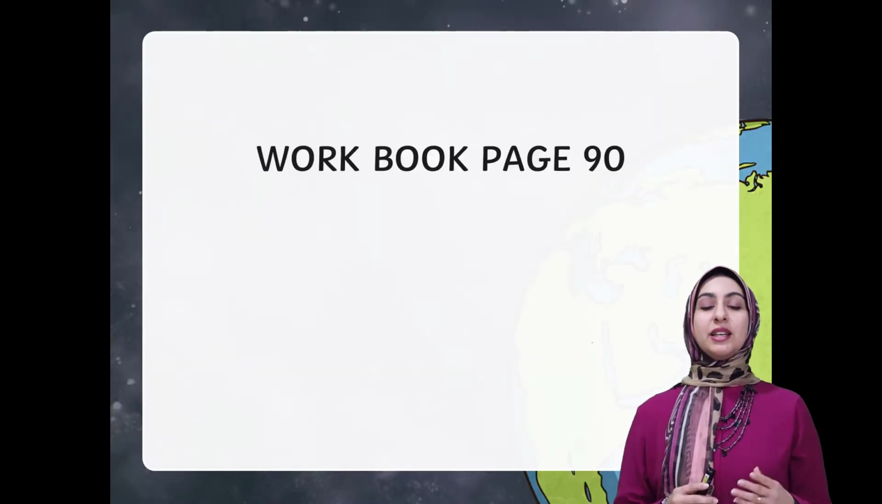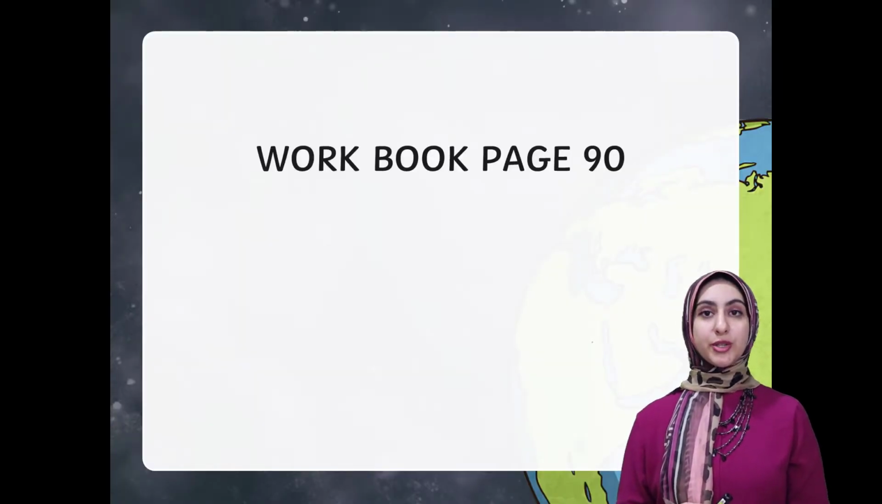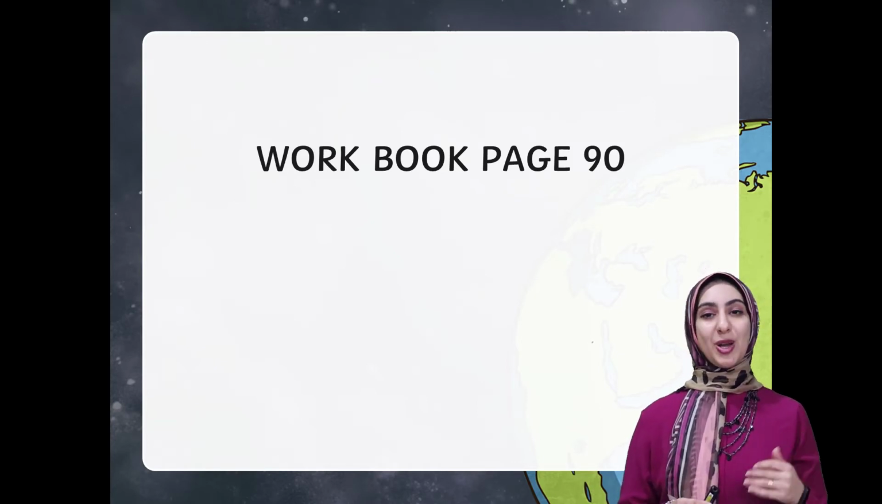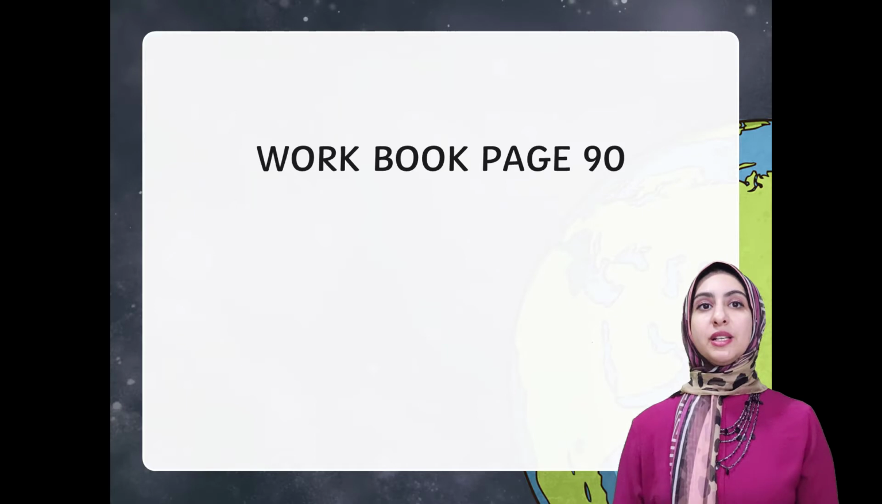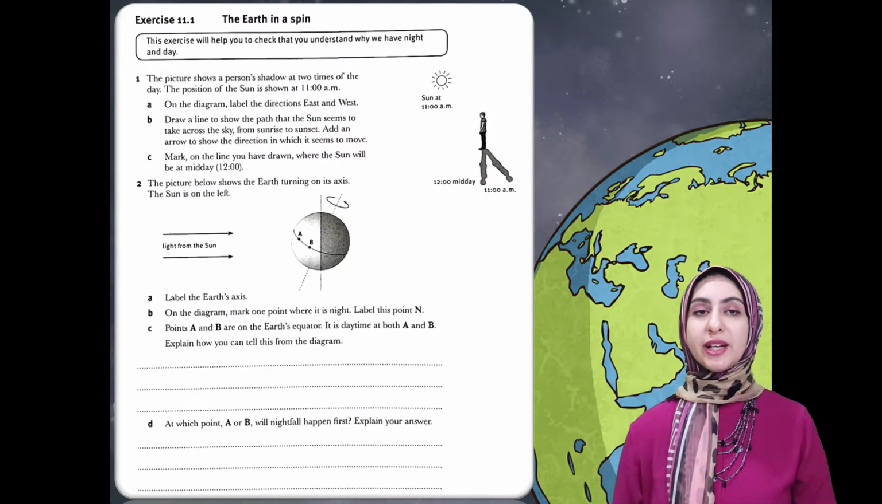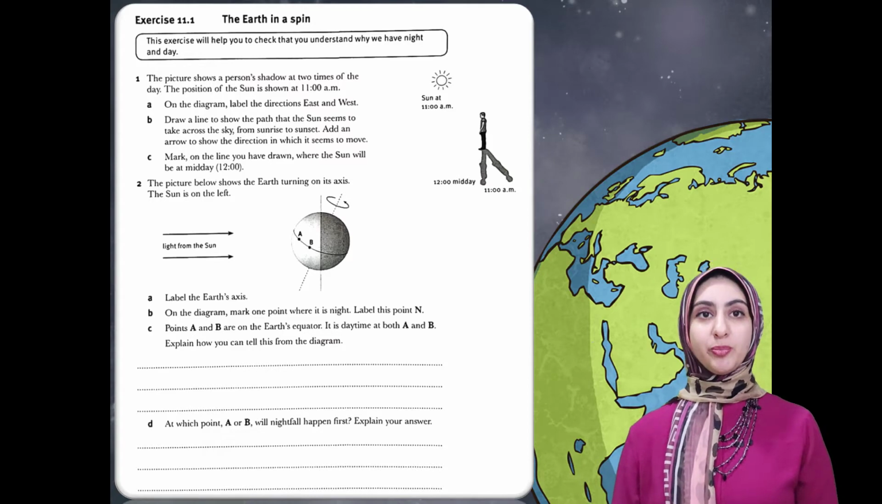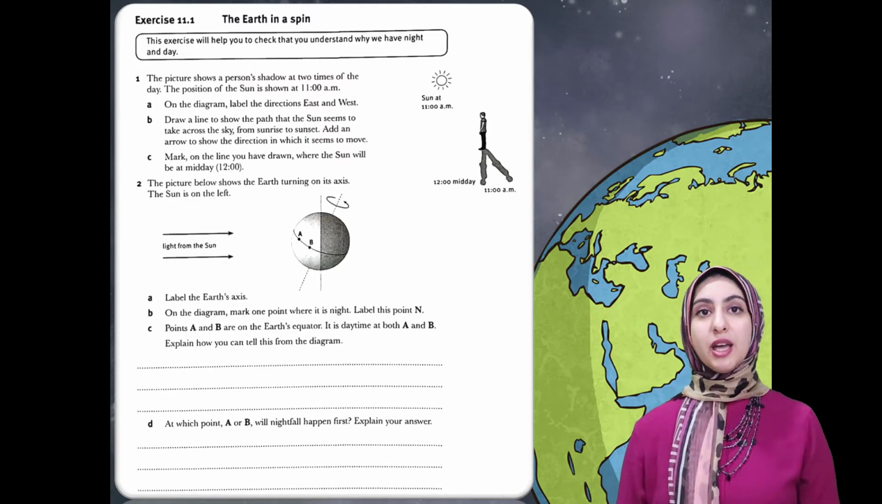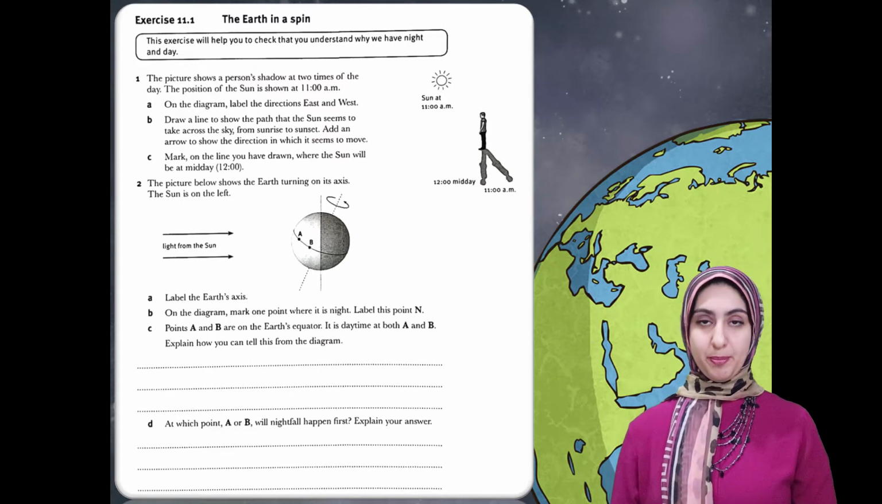Okay. Now we are going to answer the workbook questions, page 90. So please bring your workbook. This exercise will help you to check that you understand why we have night and day. Question number 1. The picture shows a person's shadow at 2 times of the day. The position of the sun is shown at 11 a.m.